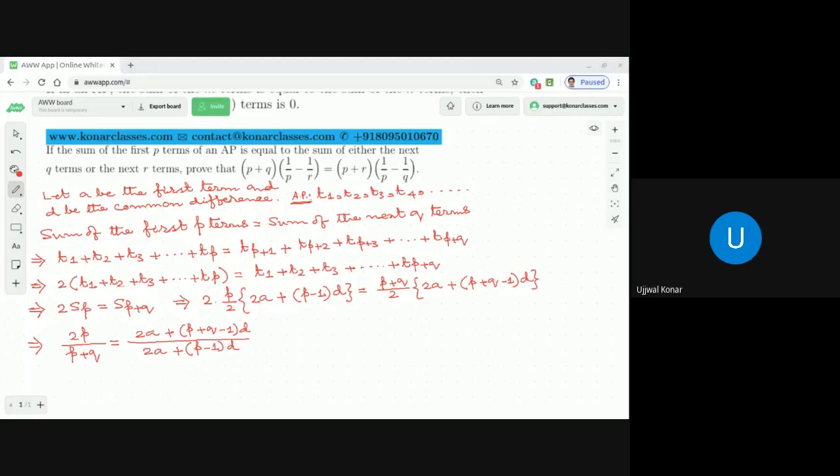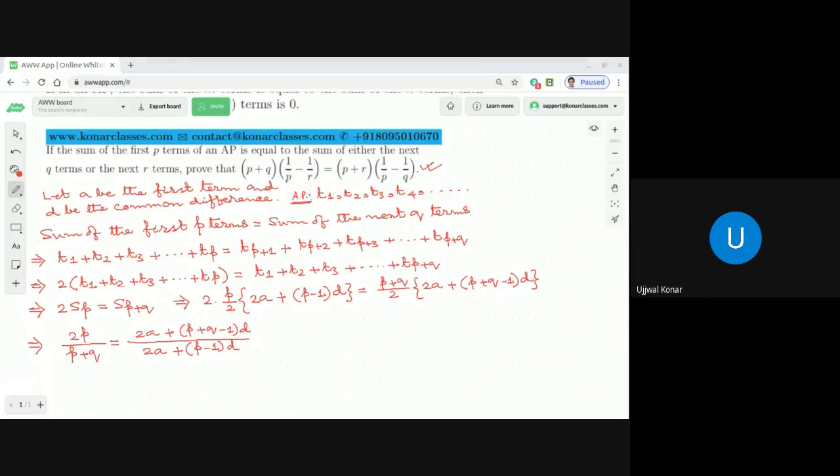Now we need to make a little bit of manipulation. Manipulation in the sense is that, what is our target? Our target is that we need to prove that P plus Q into 1 by P minus 1 by R. Always remember this thing, dear students. That is the end in your mind. So this is what you need to achieve.